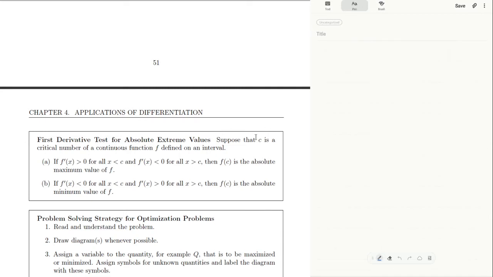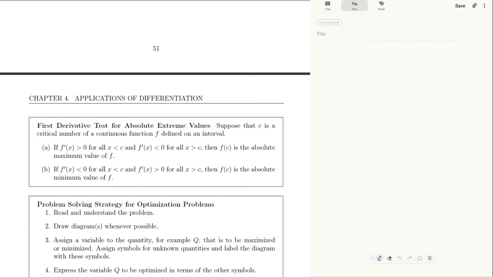So suppose that c is a critical number of a continuous function defined on an interval. We know that if the sign of the first derivative is positive for all values of x that's less than this critical number, and then it's negative for all values of x greater than this critical number, then f of c is going to be the absolute maximum of f. If the derivative is negative for all values of x less than c, and then it's positive for all values of x greater than c, then f of c is the absolute minimum.